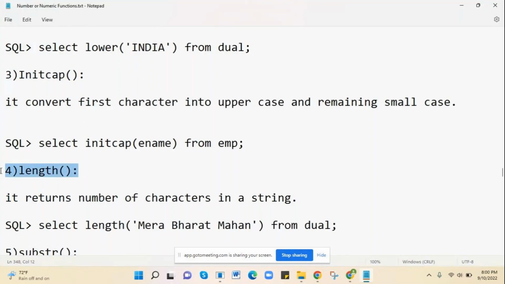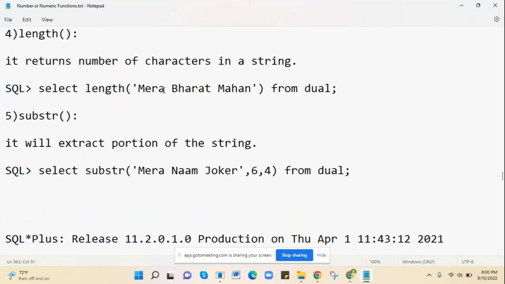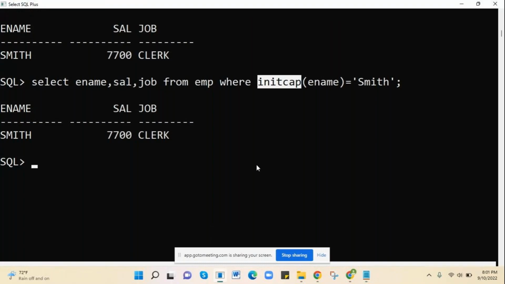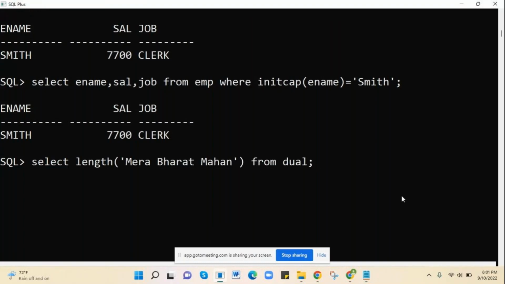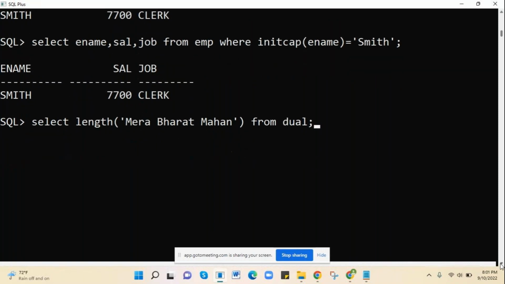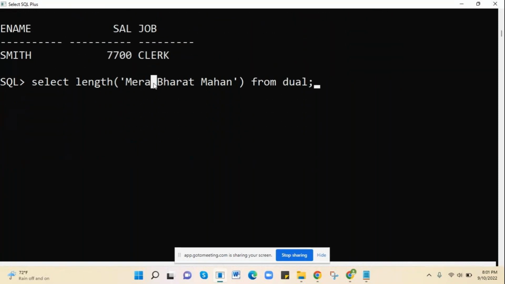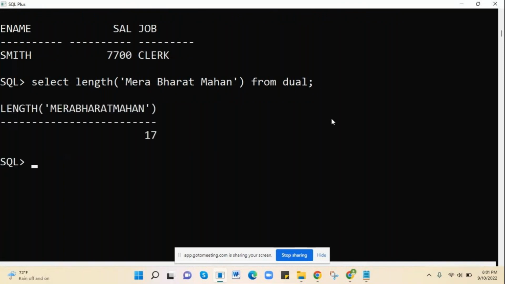Next one is length. It will give the number of characters. It counts the space also. Kada? Length means it will count the space. Why? Because space is also a character. It also has an ASCII value, like capital A has ASCII value 65. Like that, space also has an ASCII value. 17. 1, 2, 3, 4, 5, 6, 7, 8, 9, 10, 11. Here 12, 13, 14, 15, 16, 17.